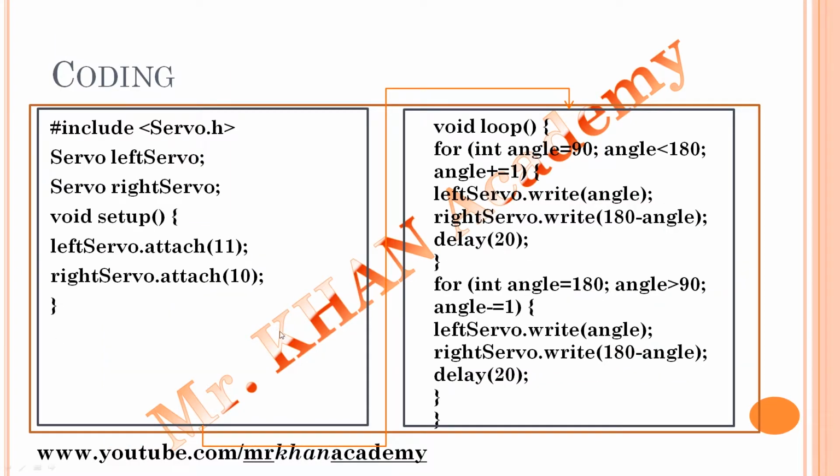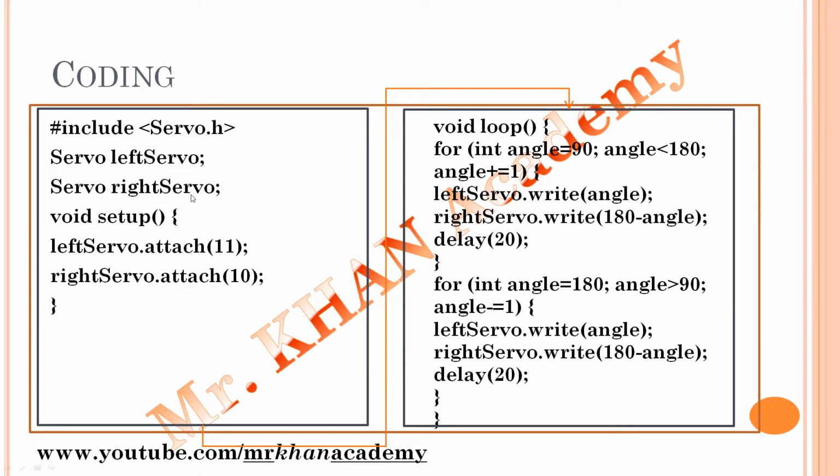Now let's see the coding part, how it works. In the coding part we write #include <Servo.h>. As I'm dealing with the servo functions, we need to include the header file Servo.h. After that, as I'm using two servo motors, I need to define two instances. Here I'm defining Servo leftServo and Servo rightServo.